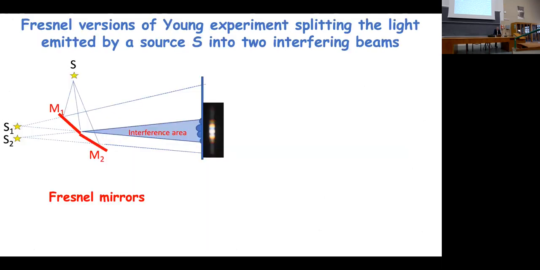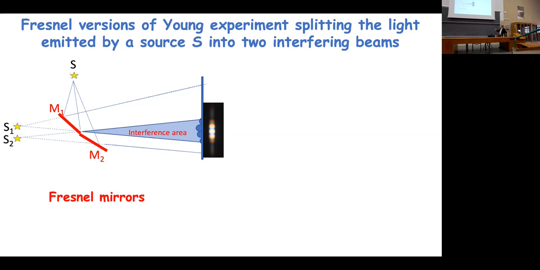I show you here two examples of interference experiment, various versions of the Young double slit. He did one with, he used a mirror, two mirrors which make a very small angle so that it reflects the light from a source as if it was coming from two images very closely spaced.